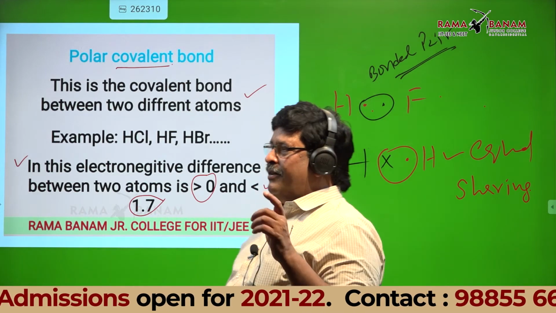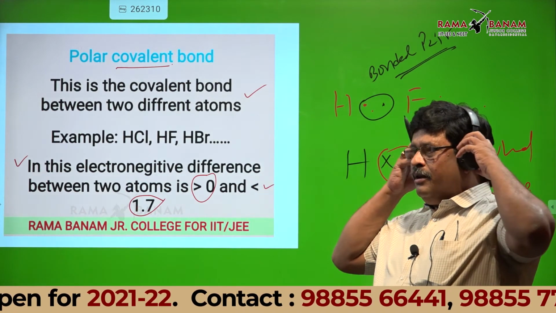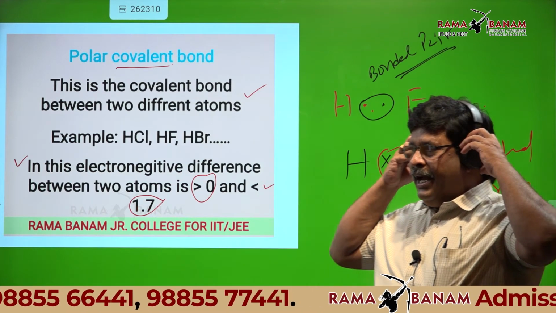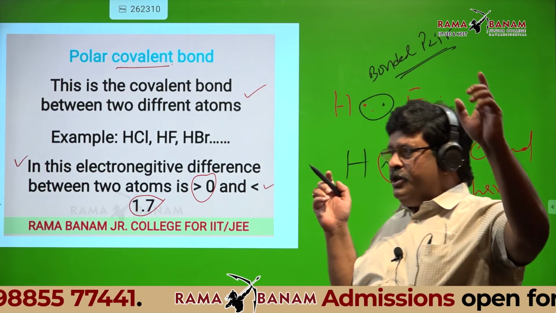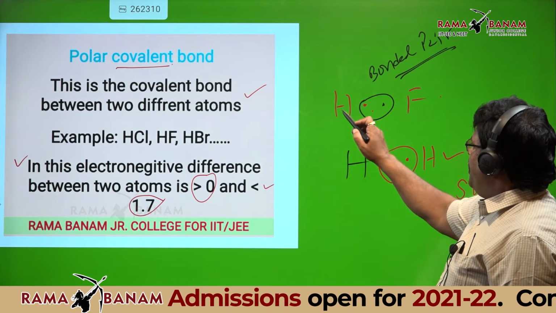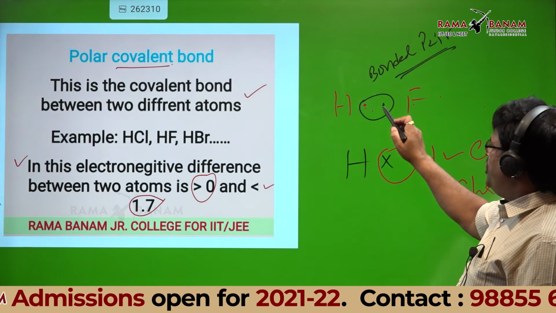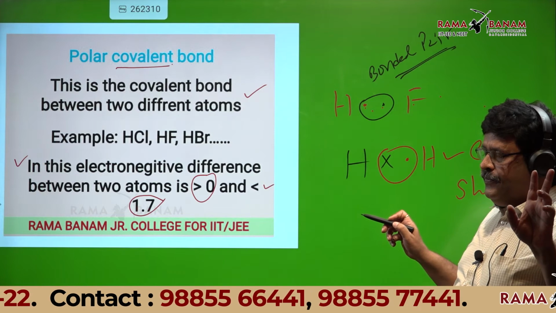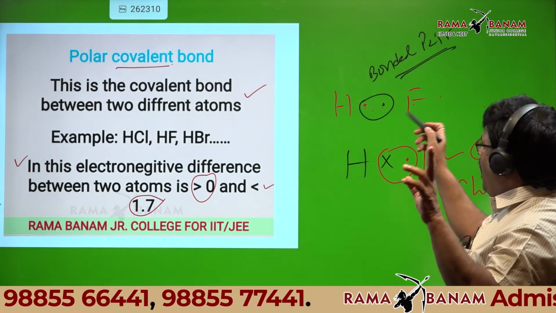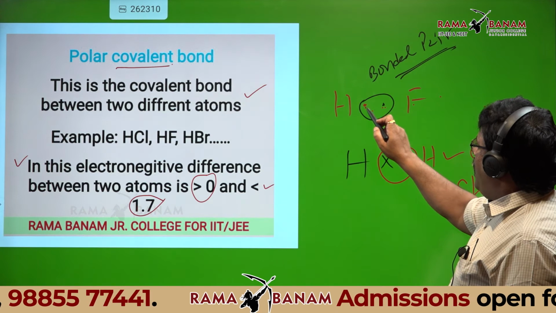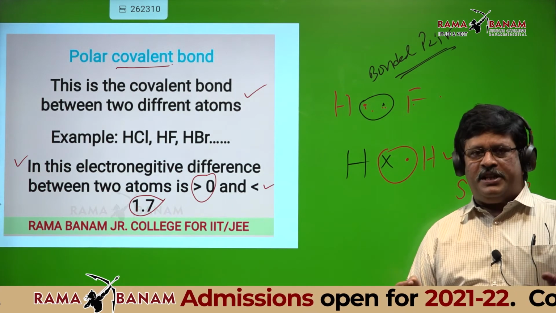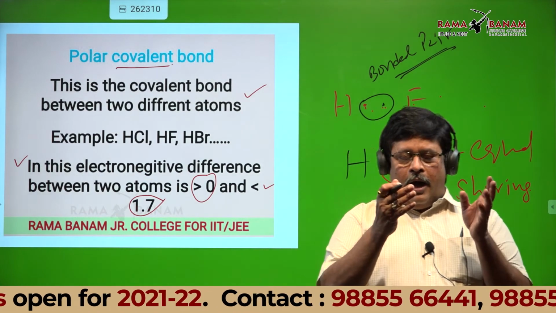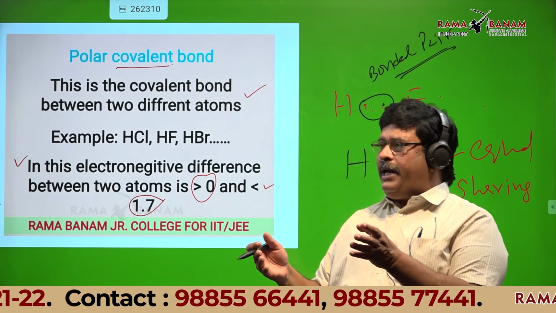Wait, don't confuse. Here hydrogen contributes 1 electron and fluorine contributes 1 electron and forms a single bond, a covalent bond. Is it okay? After the formation, is that electron pair exactly at the center of hydrogen and fluorine, or is it nearer to 1 atom? That's what I am asking.